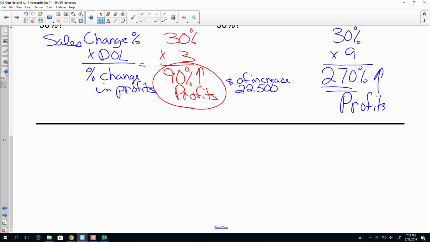Okay, so on the test, I might ask you for the percentage of increase, which is 90. But I may also ask, what's the dollar increase in income? Or I might ask, what is the new income? In this case, the new income would be 25 plus the 22.5, so that's 47.5. So again, I might ask what is the percentage change? 90. The increase in income, which is 22.5. Or what is the new income level going to be? 47.5. Do you see how complicated this can get in a hurry?